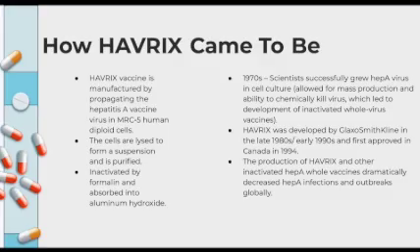How HAVRIX came to be. HAVRIX vaccine is manufactured by propagating the hepatitis A virus in MRC5 human diploid cells. These cells are lysed to form a suspension and purified, and then inactivated using formaldehyde and absorbed into aluminum hydroxide.